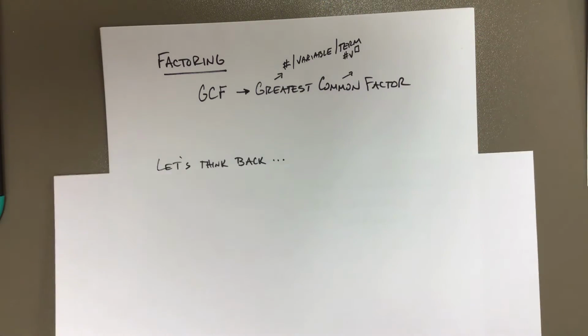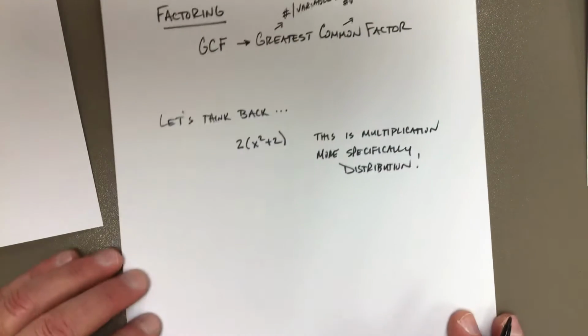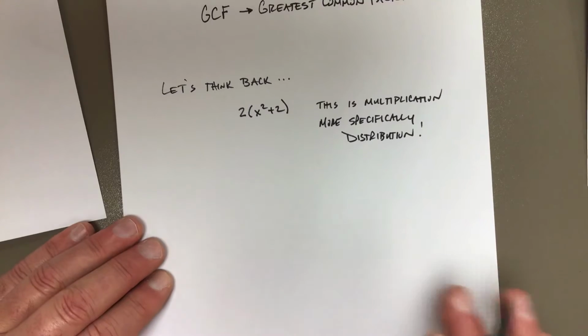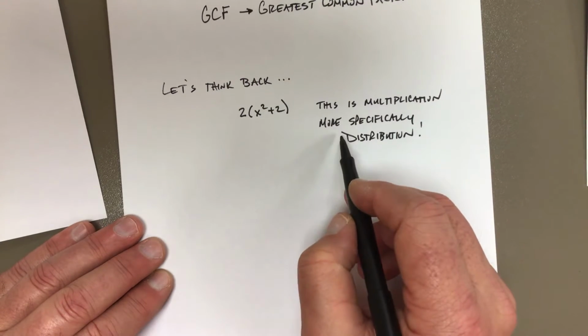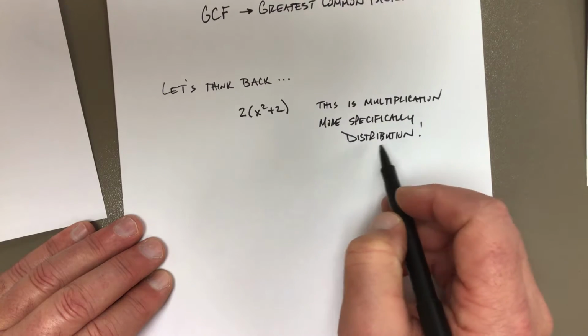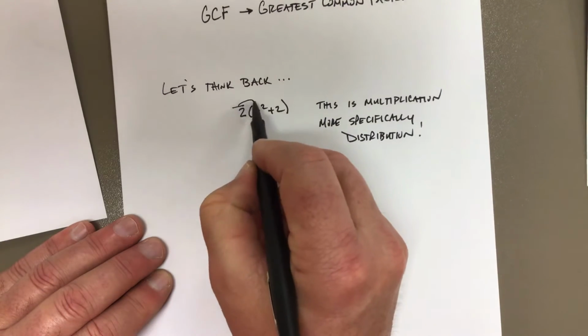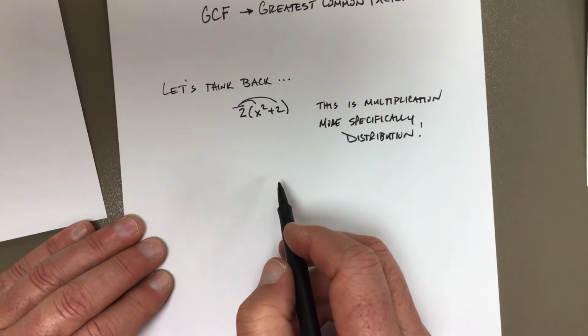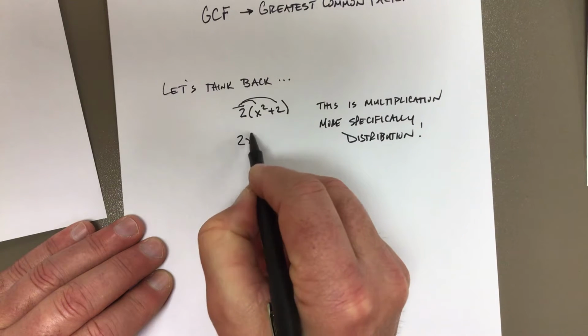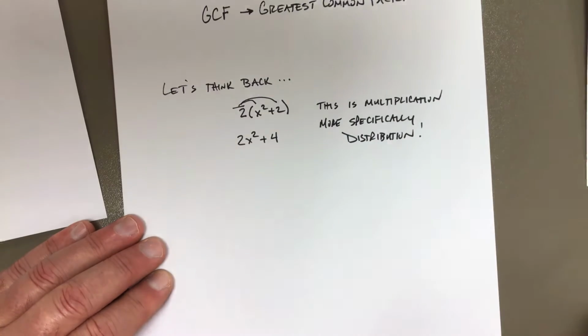All right, let's go back. Let's think back a little bit. If we think about something that looks like this, we call this multiplication. Well, more specifically, we're going to call it distribution. We're going to take the 2 and multiply it by the x squared, and then take the 2 and multiply it by the 2. We're going to get 2x squared plus 4.